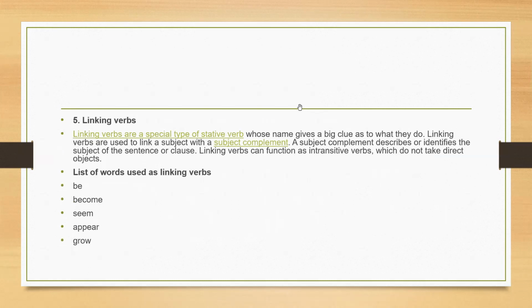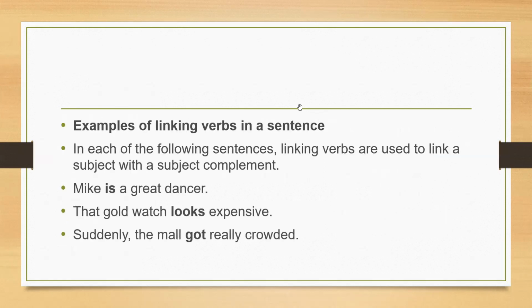Now, what are linking verbs? Linking verbs are a special type of static verb, like be, become, seem, appear, grow. Like Mike is a great dancer. The gold watch looks expensive. The mall got really crowded. All these are examples of linking verbs.